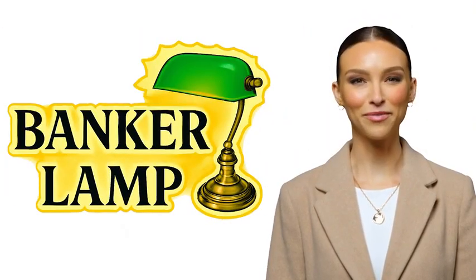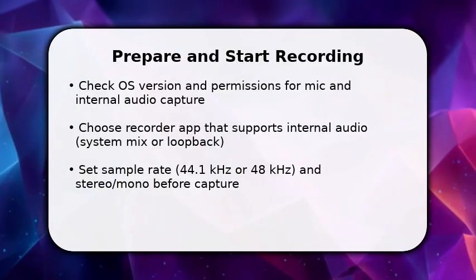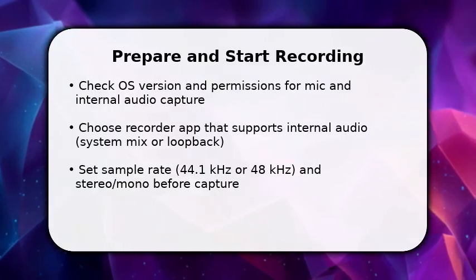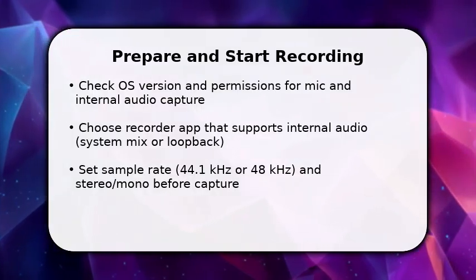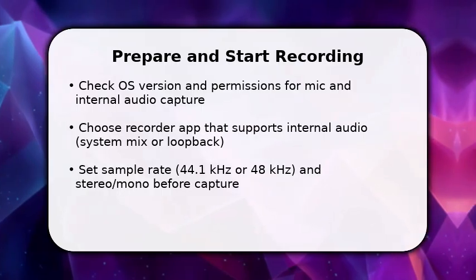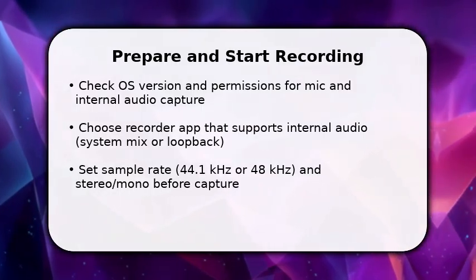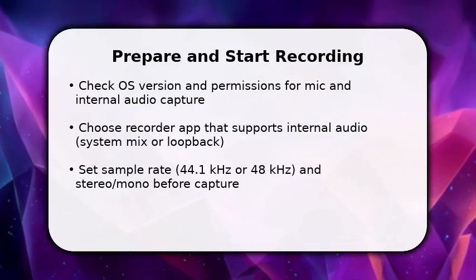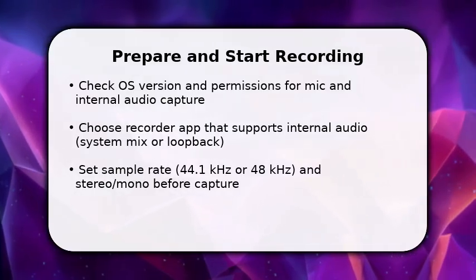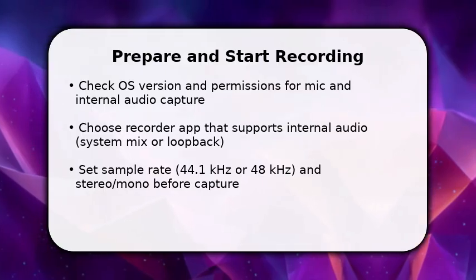Please enjoy the video. You begin by enabling the exact permissions the recorder needs. Grant microphone and system audio access so the app can capture internal sounds. Next, open the recorder and select internal audio or system mix rather than external mic. This prevents echo and records app sound only.